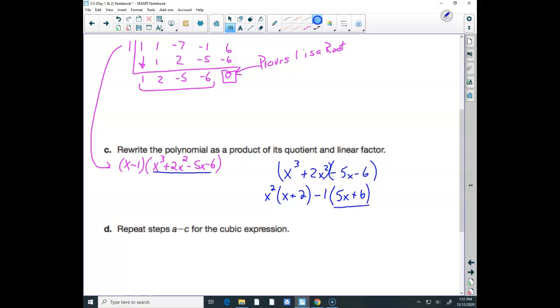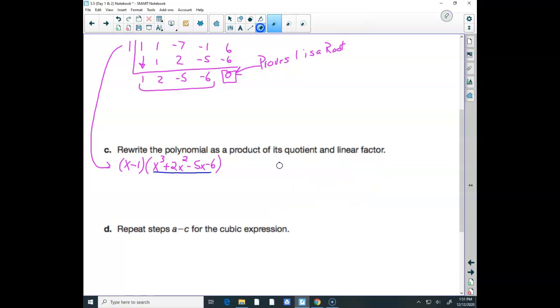If it did, well, it won't. It doesn't factor because those parentheses are not the same. Well, that means I start all over again, but now all I'm going to do is start over with the cubic function again, because this is already a linear factor. I need to try to break this down more.